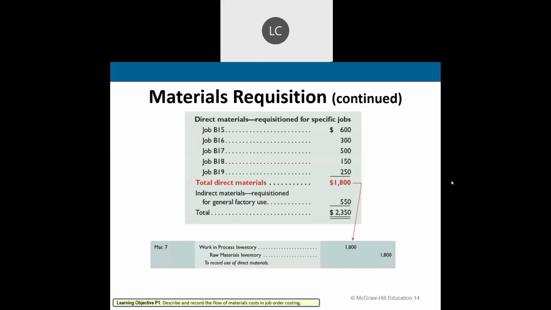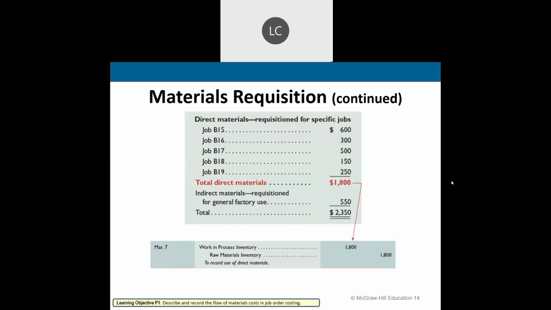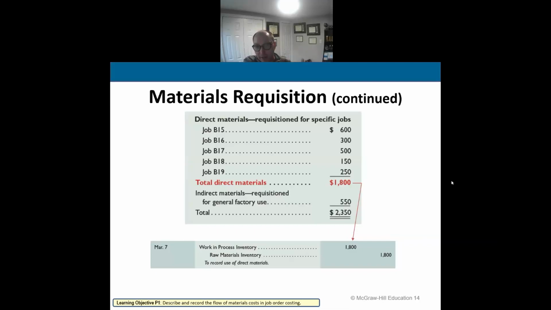So work in process is considered an asset. Yeah, they both are. I'm taking it out of one asset account and putting it into another asset account. So just think of it like I'm tracking the movement of inventory out of raw materials into work in process. Both assets, absolutely. You got it.